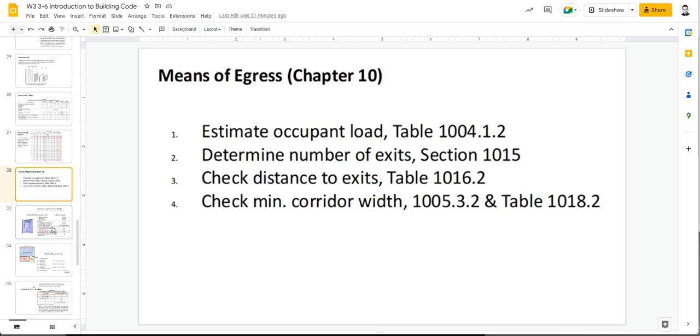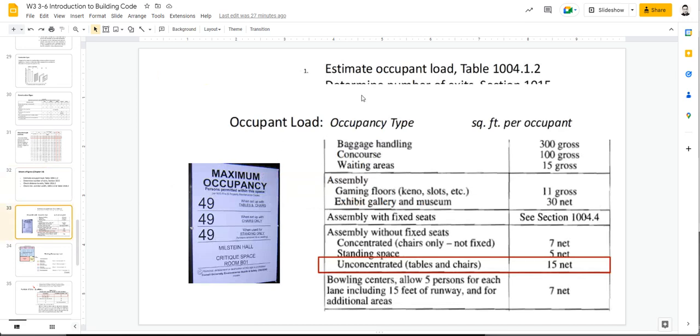Let's now talk about means of egress number one. So here's number one, estimating occupant load. Occupant refers to how many people. And you can see some gymnasiums, some restaurants, some offices would have to post their occupancy load for that room. That means that you can't put 300 people in a room designated for 49.